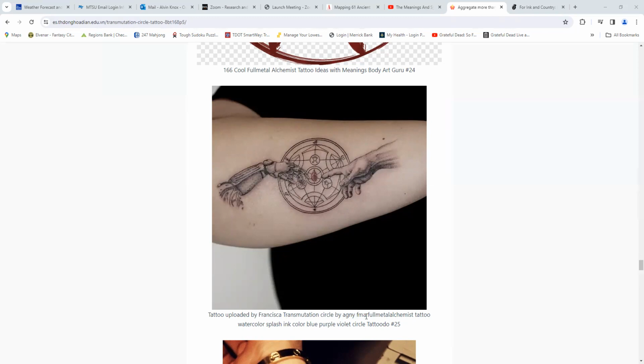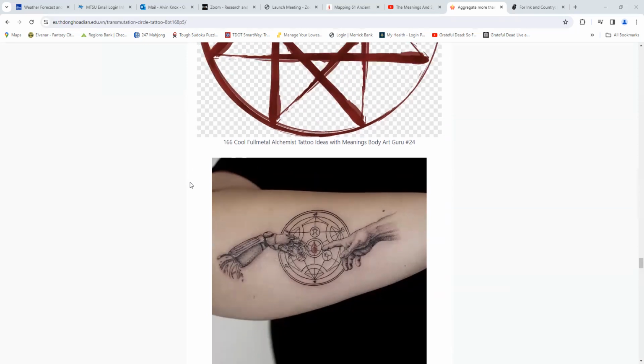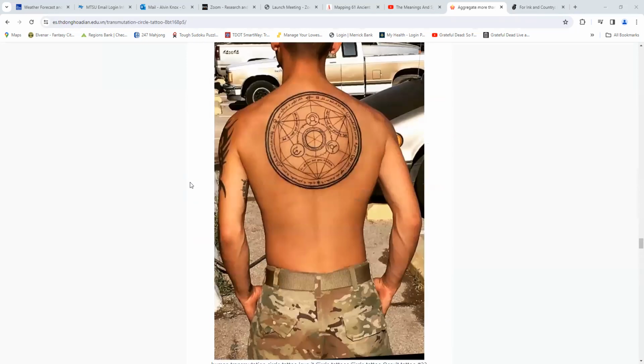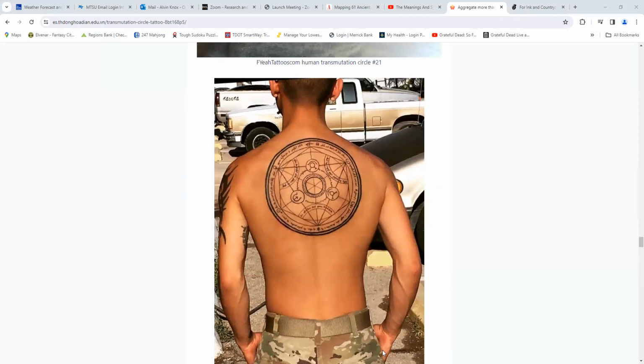Agni Fuma, right? FMA. That's the person's name that created the tattoo. This is the title of the tattoo itself, Francisca Transmutation Circle. We don't know who actually took the photograph, but the image was created by this person and it has a title. Okay. Have to read kind of carefully sometimes. It says uploaded by, but I have no idea exactly what that meant. It was uploaded by the person that made the tattoo, right? So I'm going to stop screen share.